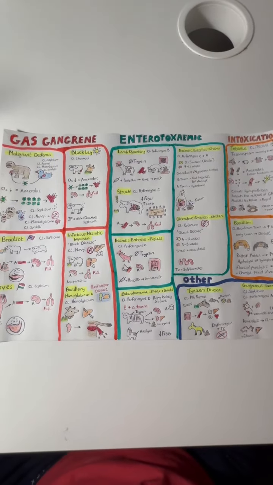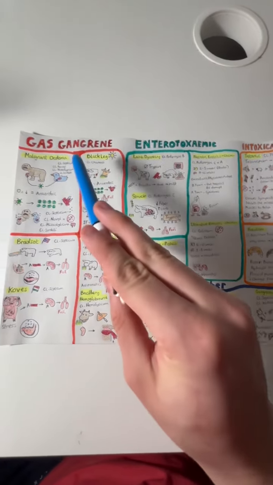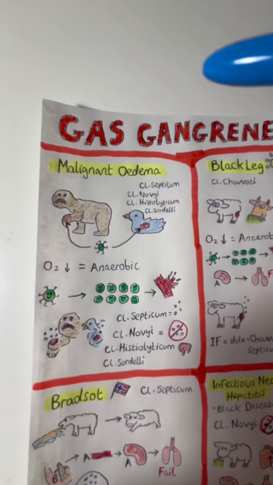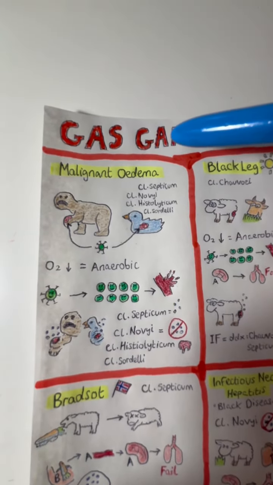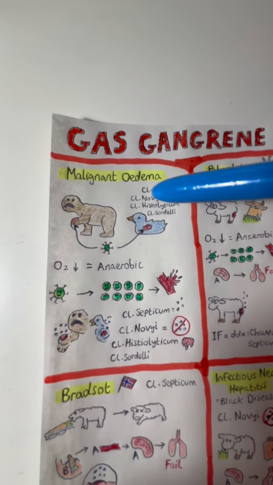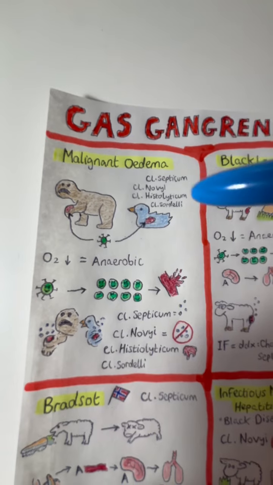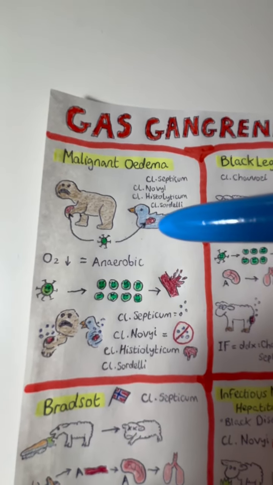So the Clostridium topics are put into 4 different groupings: gas gangrene, enterotoxemic, intoxication, and other. First gangrene topic is malignant edema. The species are Clostridium septicum, novyi, histolyticum, and sordellii. The hosts for these bacteria are all mammals and all birds. They enter the body through wounds.